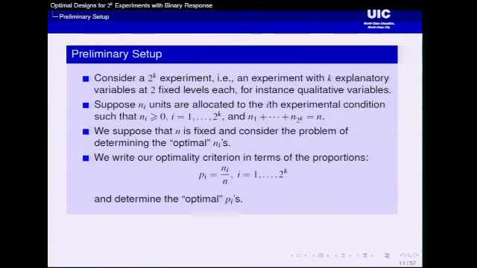So we look at a 2 to the k experiment with qualitative factors, as we have seen, as I said. Suppose there are n_i units. We are going to assume that the total number of observations is fixed, and we are going to convert it to proportions and try to determine the optimal proportion.